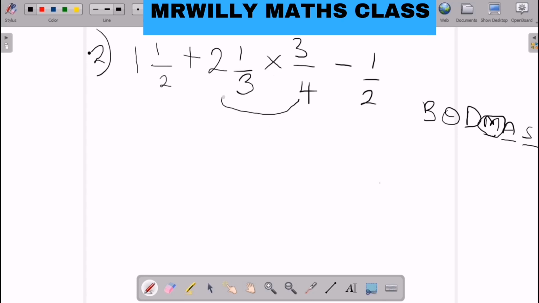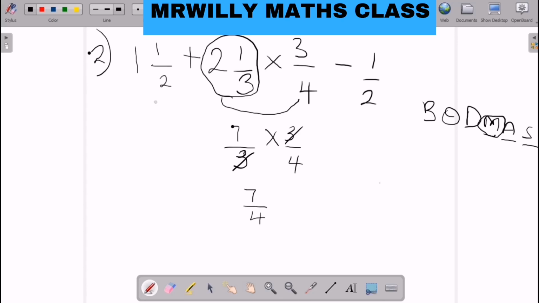So what I'm going to do is that I will pick this. You know that this is a mixed fraction, and we turn it into improper fraction by using the denominator to multiply the whole number. 3 times 2 is what? That will be 6 plus 1, so that will be 7 over 3. 7 over 3 times 3 over 4. We cancel 3, so we are left with 7 over 4.